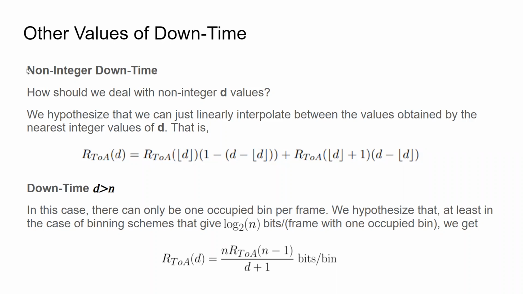But then what happens when we have non-integer downtime, which is probably what's going to be the case in a practical system, in a real life situation? And then what happens if the downtime D is greater than N?